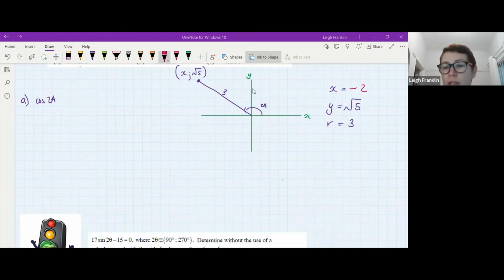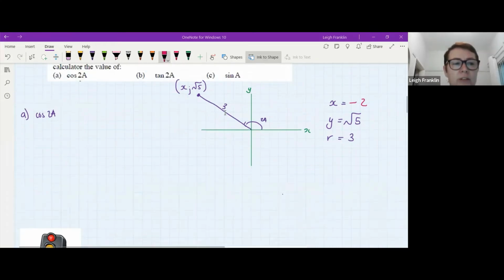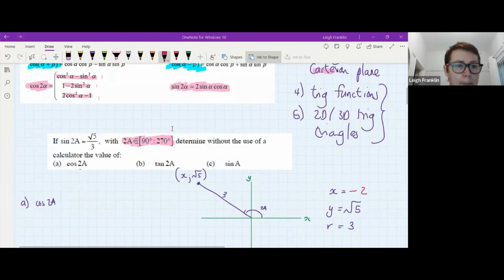Now that you know what x and y and r are, you can answer any question that you want. So cos 2a, how are we going to rewrite cos 2a? Does it matter?